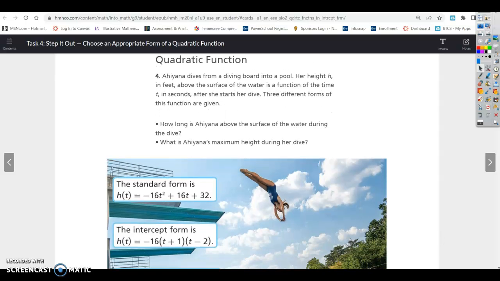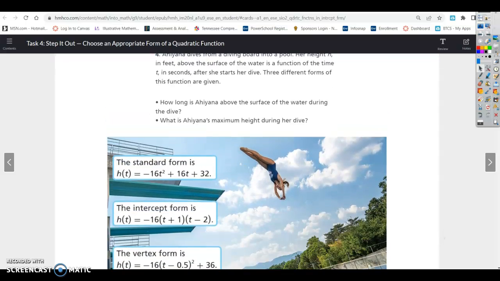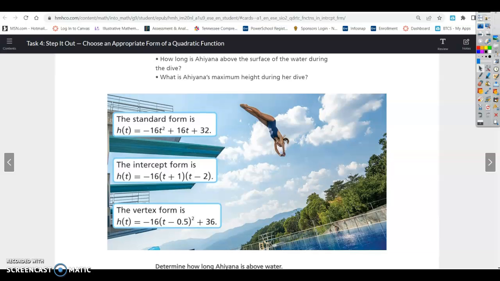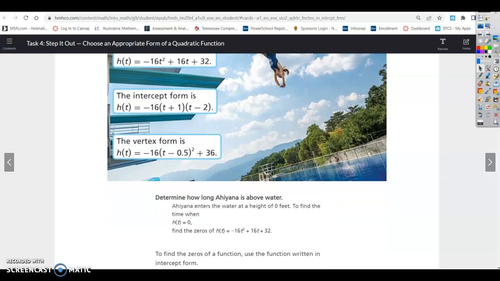All right, so because this says choose an appropriate form, we're going to look at the different forms that we've studied. So we've studied standard form. We recently studied intercept form. That's what we've been learning in this lesson. And in the previous lesson, we learned vertex form. These are 3 equivalent equations, just written in a different form. So all 3 of these represent her path as she goes off the diving board and hits the water. So again, what we want to do is see how long she's above the surface of the water and what her maximum height was for her dive.